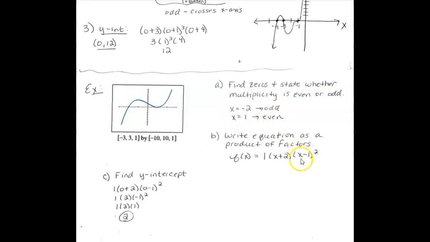X equals 1 means the factor is x minus 1, and then its multiplicity is even, which would mean the lowest possible even number would be a 2. So this would be my factored form.